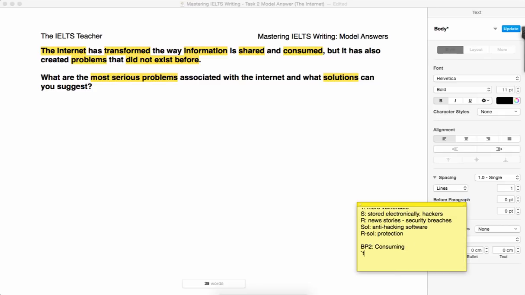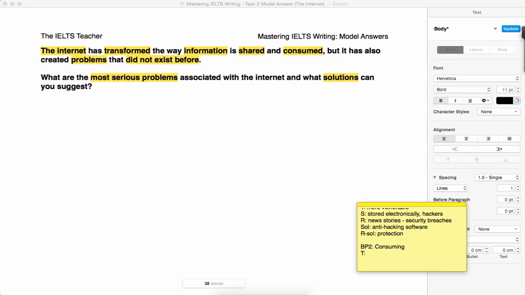Okay, so consuming information, a little bit different. When we think of consuming information, what we really mean there is accessing it, downloading it, kind of absorbing it, rather than sharing it, uploading it, revealing it. Sort of the opposite there. That's why they're very different.